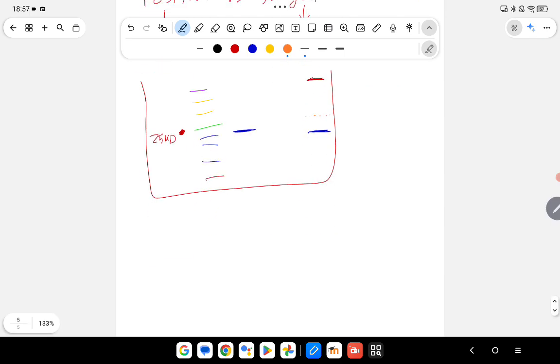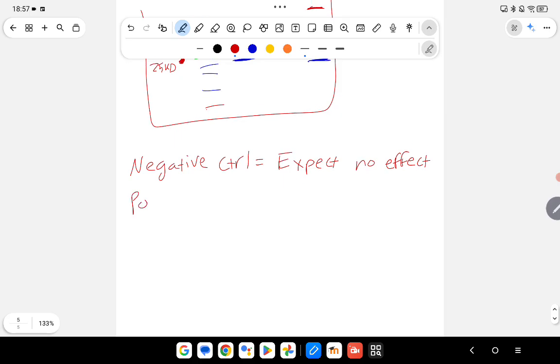So I'm going to write that down. Negative control: expect no effect. And then a positive control is the opposite, where it's a control group where you do expect an effect.